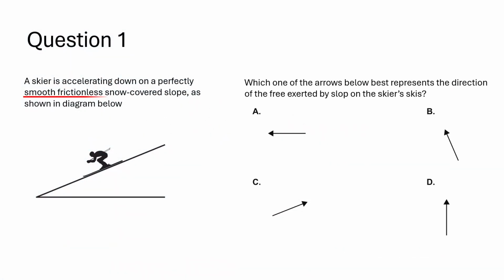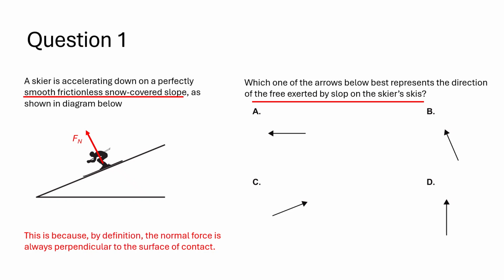The normal force acting on a skier on a perfectly smooth, frictionless slope is always perpendicular to the surface of the slope. This is because, by definition, the normal force is always perpendicular to the surface of contact.